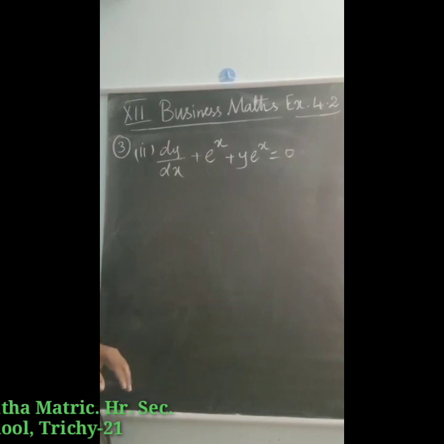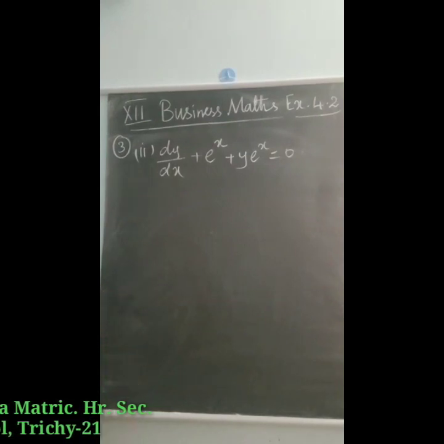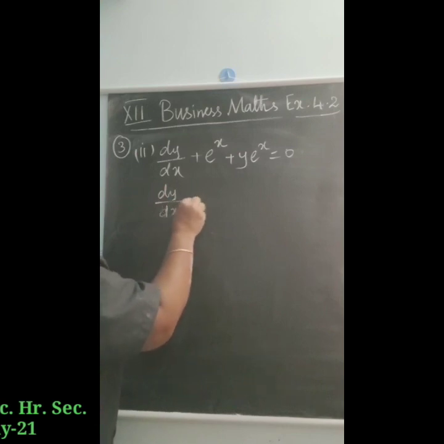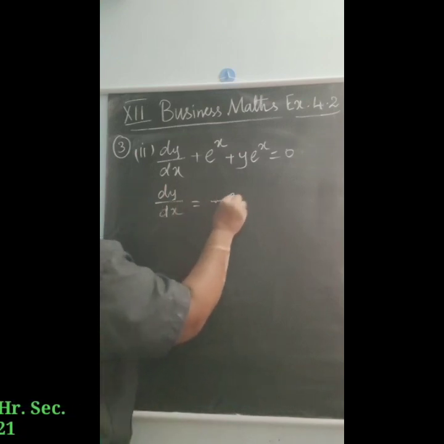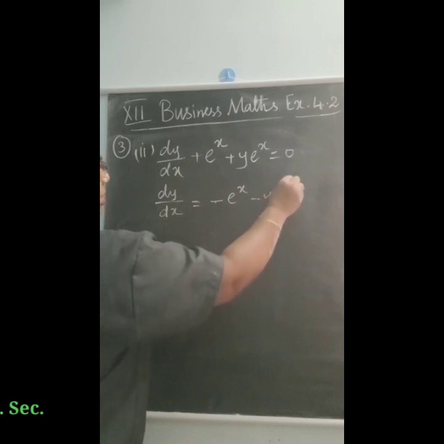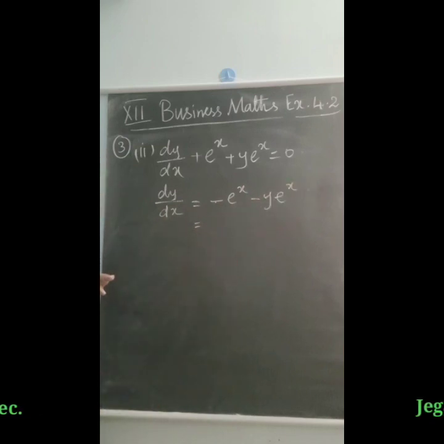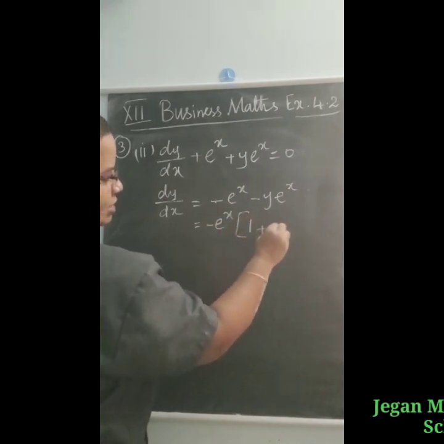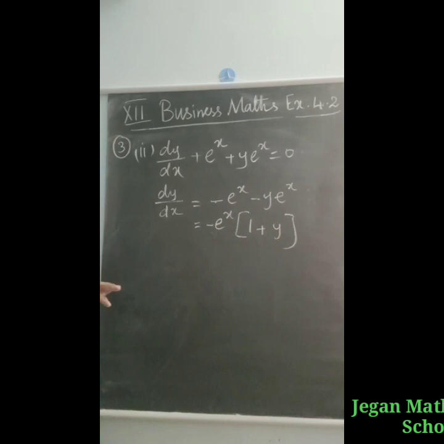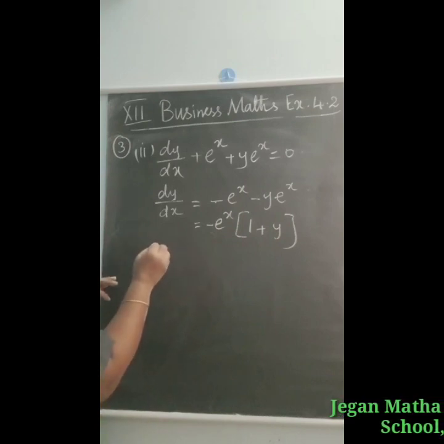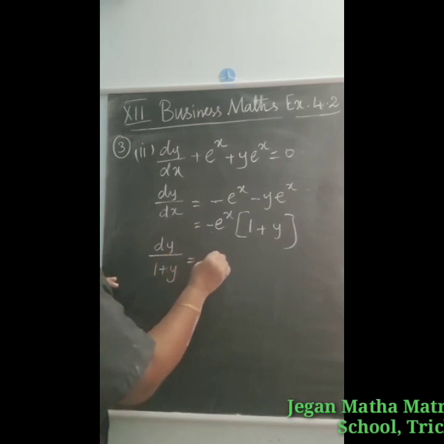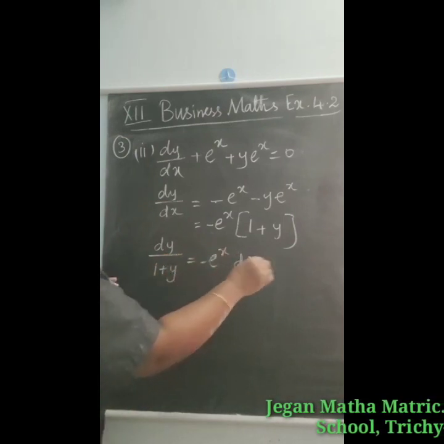The second one, dy by dx plus e power x plus y e power x is equal to 0. Now we have to change it into dy by dx is equal to minus e power x minus y e power x. We take minus e power x as a common factor, into 1 plus y. After that we have to separate the variables. So dy divided by 1 plus y is equal to minus e power x into dx.